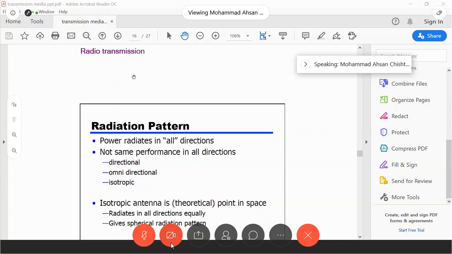For radio waves, there is licensing. Government does the licensing of this radio transmission. We have VLF, LF, and MF bands for radio transmission.